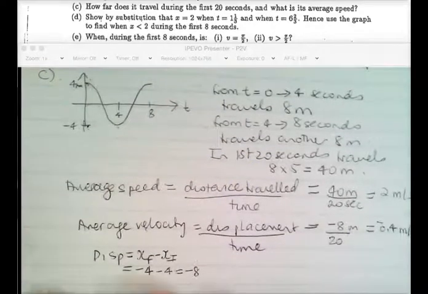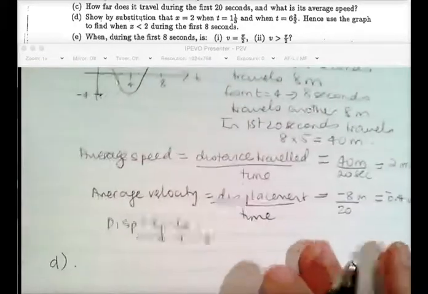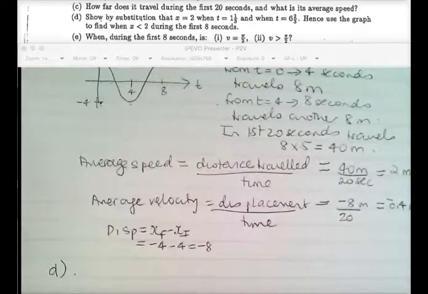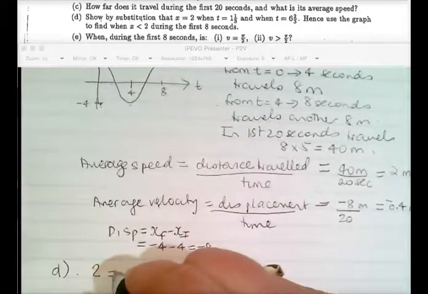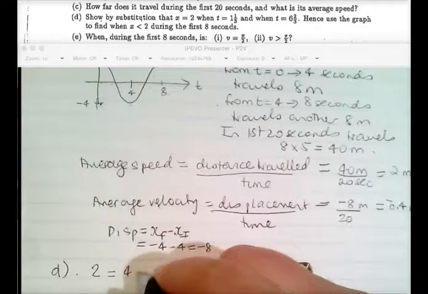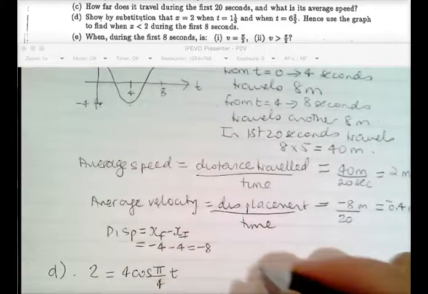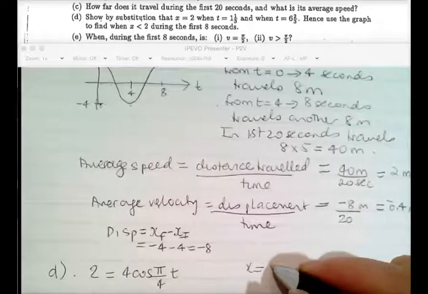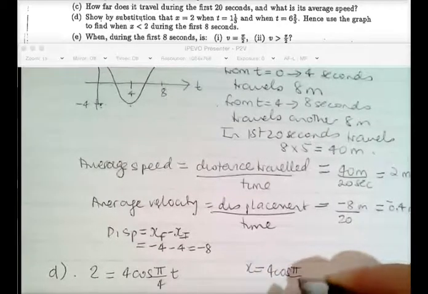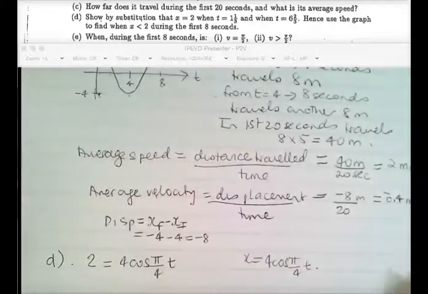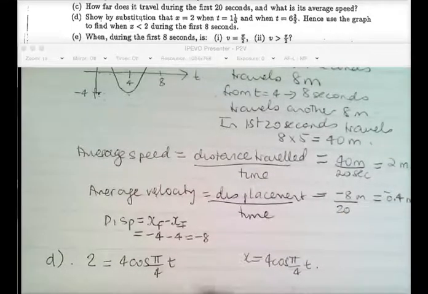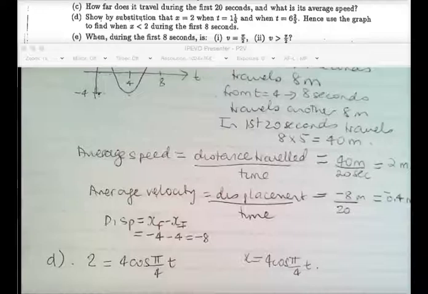Okay, now for part D, it says show by substitution that x equals 2 when t equals 1 1/3 and t equals 6 2/3. So I'm going to substitute 2 for x. So 2 equals 4 cos pi on 4 t. So we know that x, remember this comes from x equals 4 cos pi on 4 t. It says show by substitution that x equals 2 when t is 1 1/3 and 6 2/3.